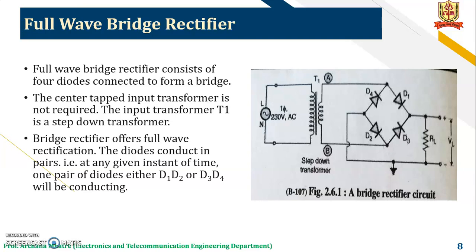As in this diagram you can see here, there are 4 diodes used in the bridge type of full wave rectifier. Now the full wave bridge rectifier consists of 4 diodes connected to form a bridge. A center tap input transformer is not required. The input transformer T1 is a step down transformer. The bridge rectifier offers a full wave rectification. The diodes conduct in pairs. At any given instant of time, one pair of diodes, either D1, D2 or D3, D4, will be conducting.